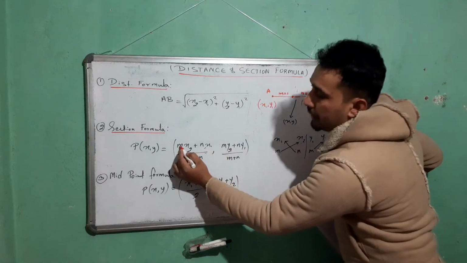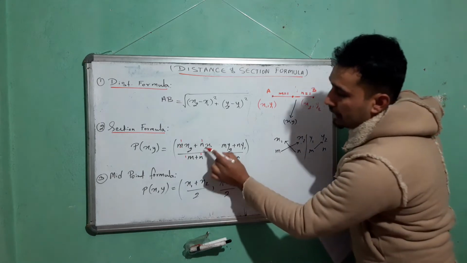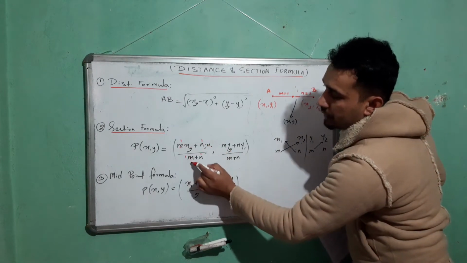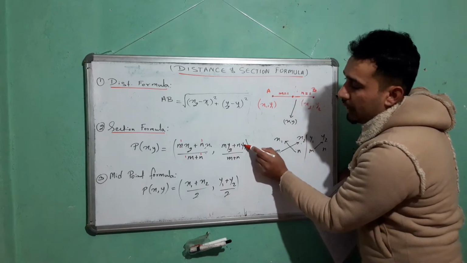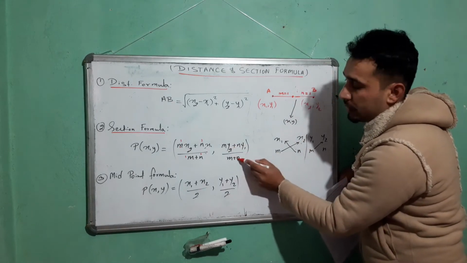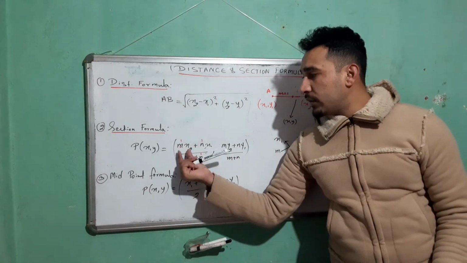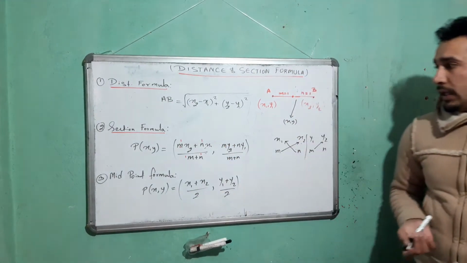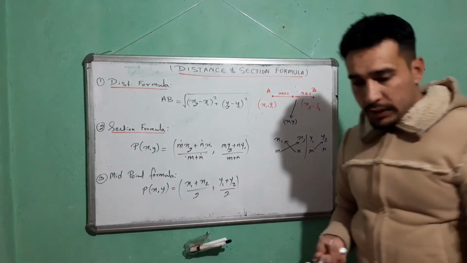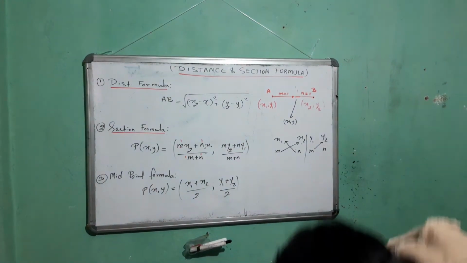So in place of m and n, if you put 1 and 1, you will get (x1 plus x2) divided by (1 plus 1), which is 2, and similarly (y1 plus y2) divided by (1 plus 1), which is 2. So this is the midpoint formula. For the midpoint formula, the values of m and n will be 1 and 1. So note down these formulas properly. Now let's solve the questions.